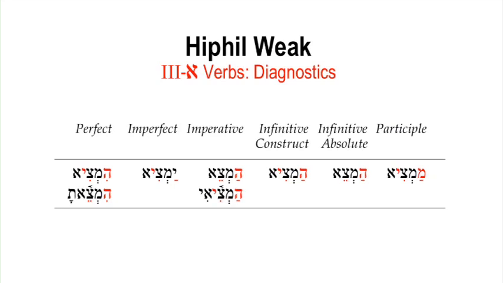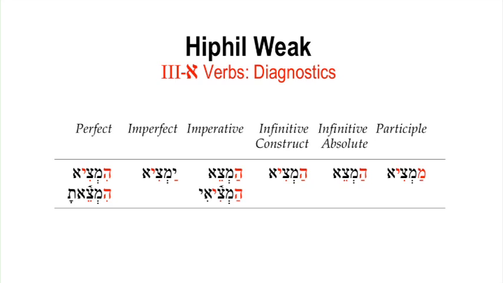Let's look at our third type of weak verb for the Hiphil stem, the third aleph weak verbs. Look at your screen with me. Here you will see that all of the strong verb diagnostics are maintained except in one place. Look at the imperfect, the imperative, the infinitive construct, the infinitive absolute, and the participle. In all of those forms, the strong verb diagnostics are maintained, so there's nothing we need to discuss for those forms. But let's pay some special attention to the perfect.